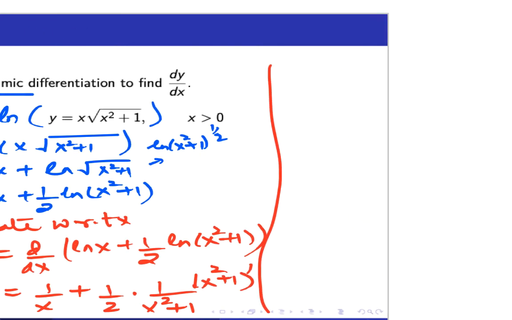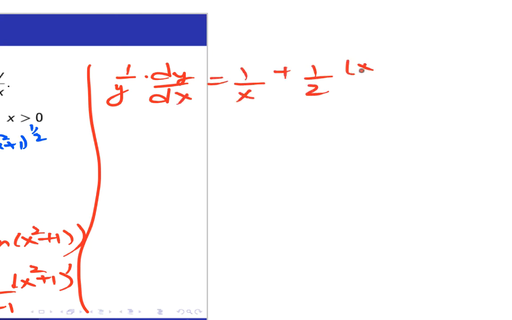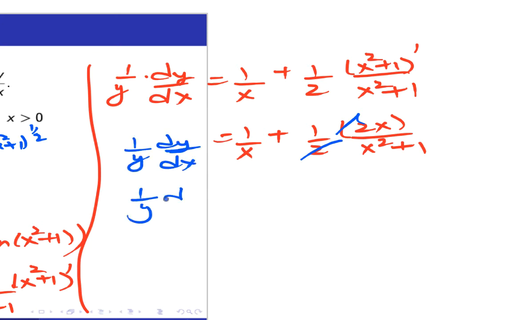So what do we get here? We'll write this again. 1 over y times dy by dx equals 1 over x plus half times the differential of x squared plus 1 over x squared plus 1. So what you're getting is 1 over x plus half, 2x on the top, x squared plus 1. Clearly the 2's cancel out. Here we have 1 over y dy by dx equals 1 over x plus x over x squared plus 1.